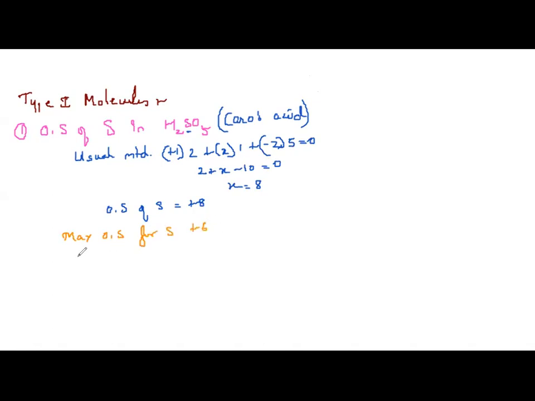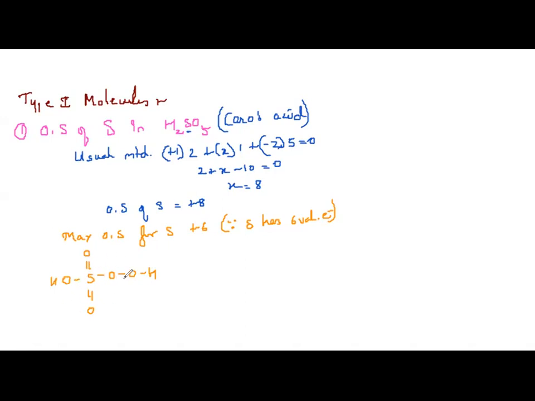It cannot exceed plus 6 because sulfur has 6 valence electrons, and here it is showing 8. Therefore the maximum is +6, while here the usual method shows +8. This exceptional value is due to the structure of Caro's acid: sulfur is the central atom, bonded to 2 oxygen atoms through a double bond. One oxygen forms a peroxide linkage and another one is OH.